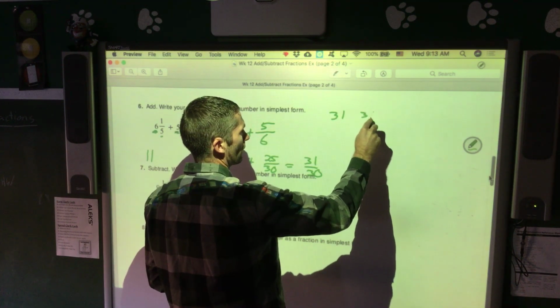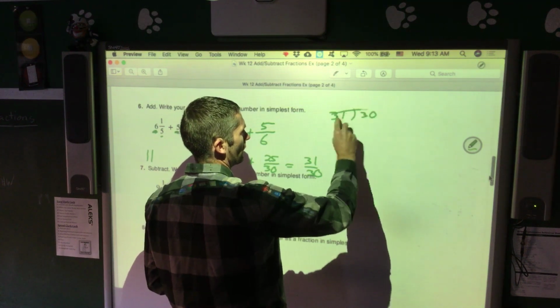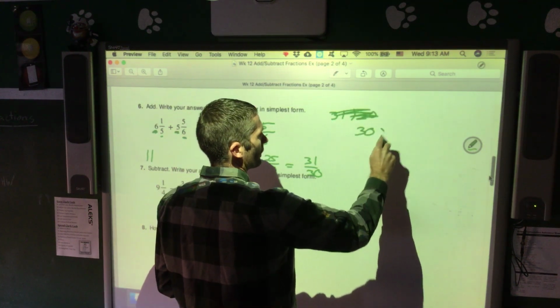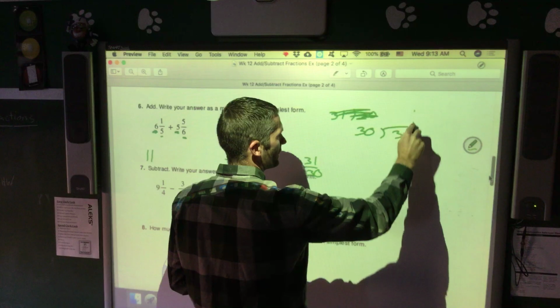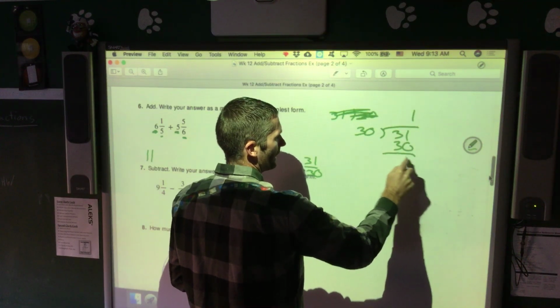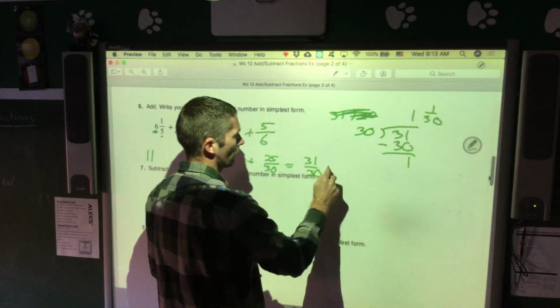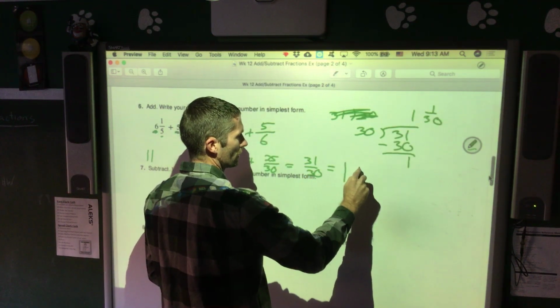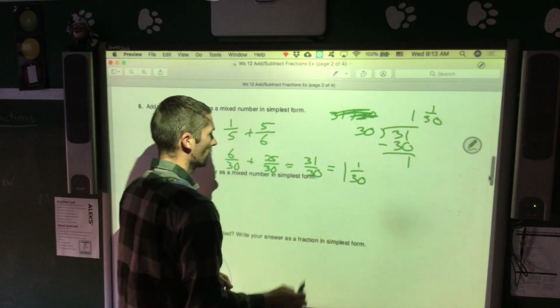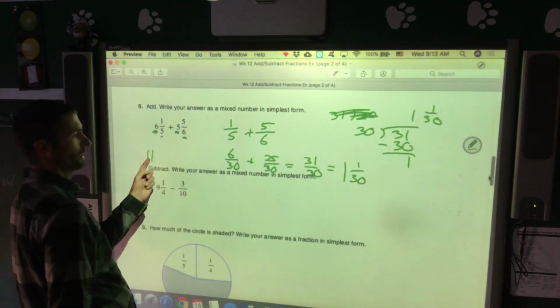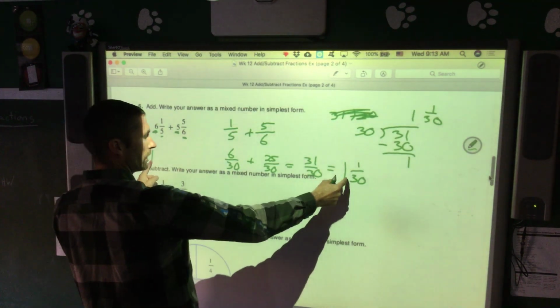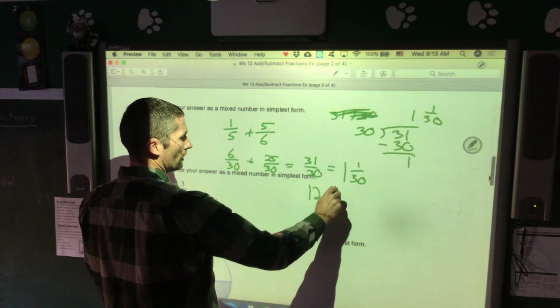30 fits into 31 one time with a remainder of 1/30. So 31/30 is the same as 1 and 1/30. Okay, so if this is 1 and 1/30 and this is 11, 11 plus 1 is 12.